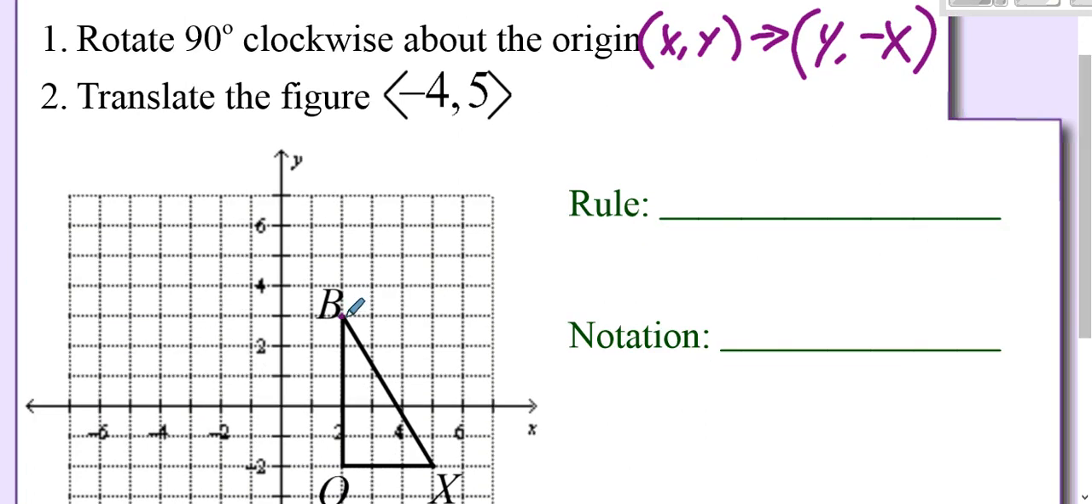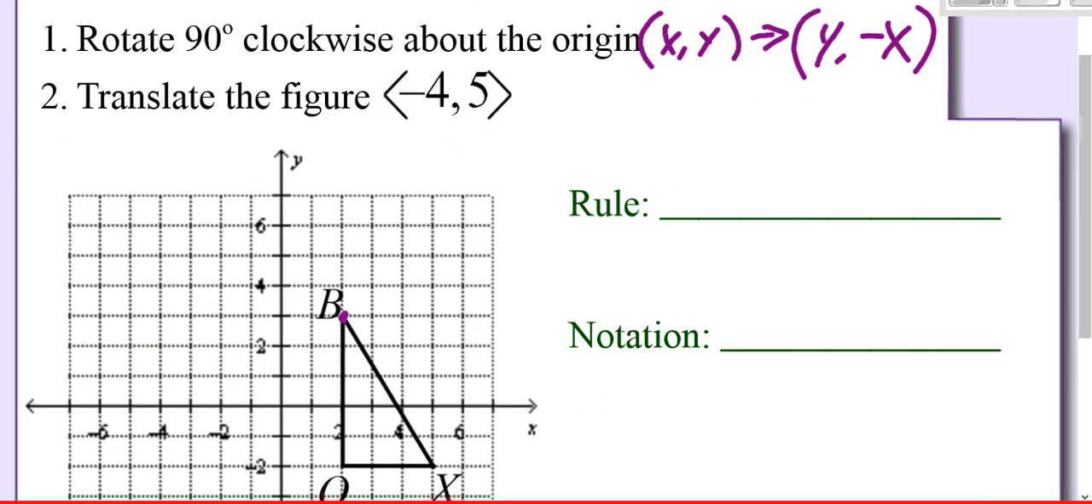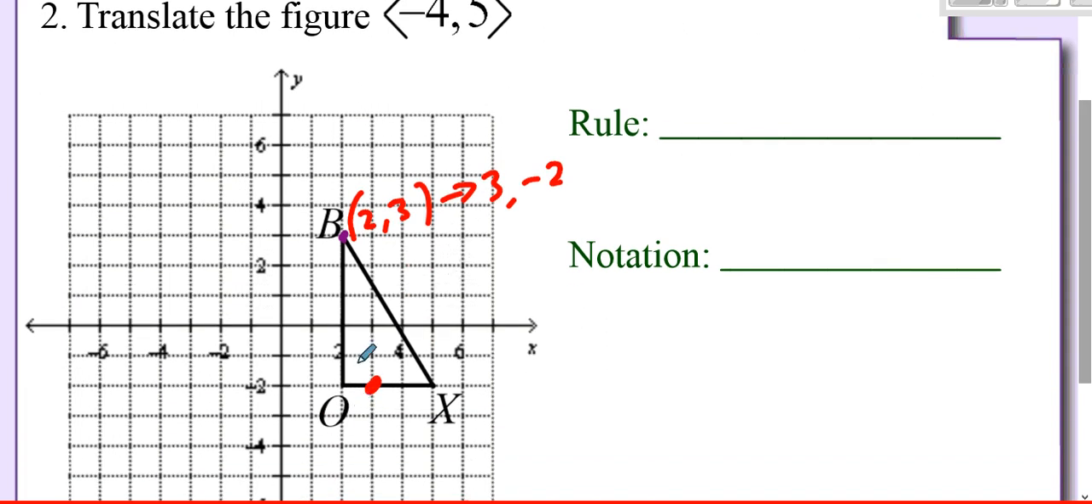So this point B right there starts at 2, 3. Applying that rule means that it's going to go to 3, -2. Which makes sense because it's going 90 degrees clockwise. It should be going down that way. So that's B prime.